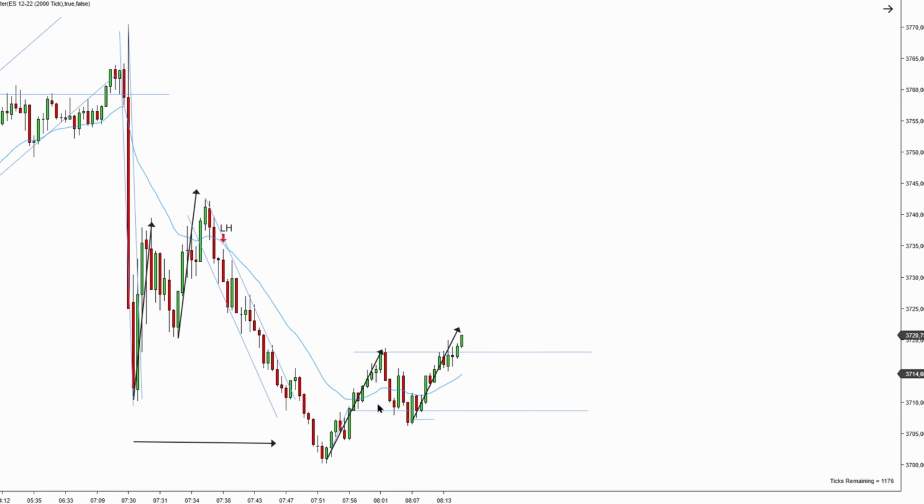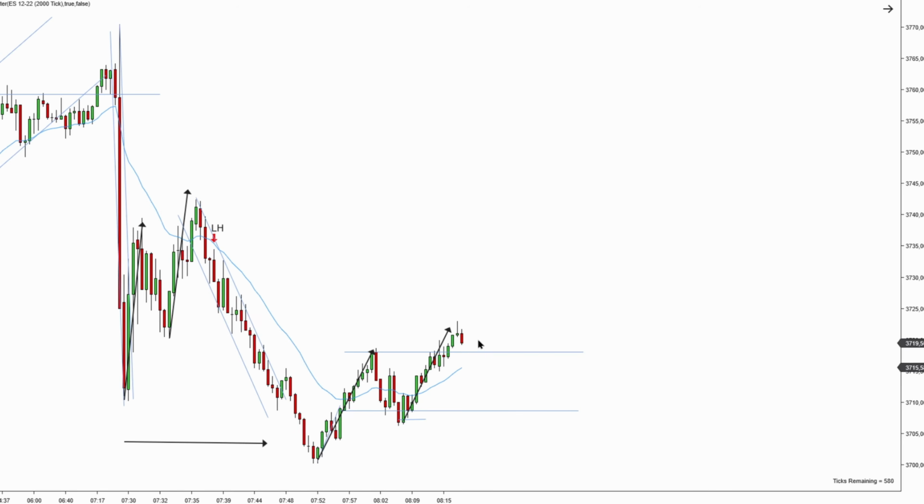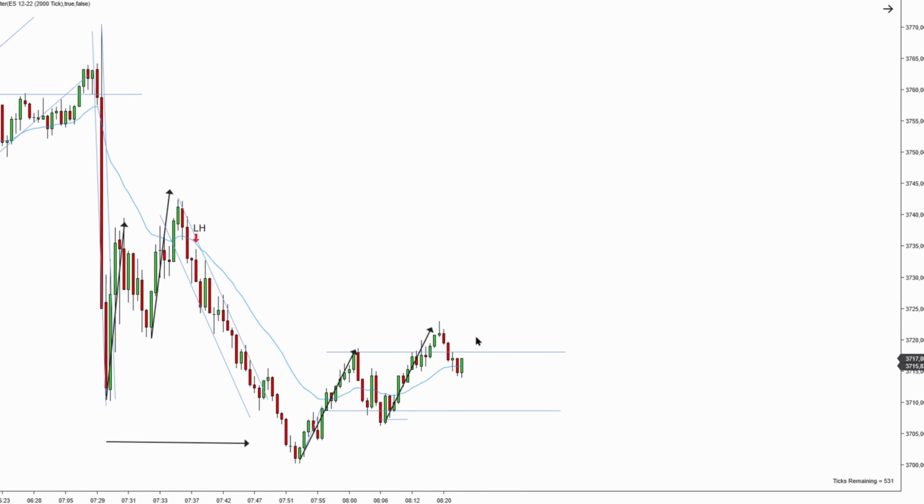I'm sticking to the tighter one. And this is looking similar to this pattern. First leg correction, pullback, second leg correction. And you can see the market keeps reversing back down.